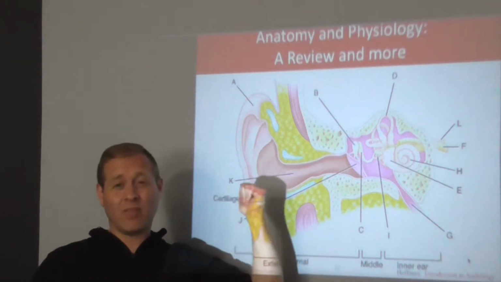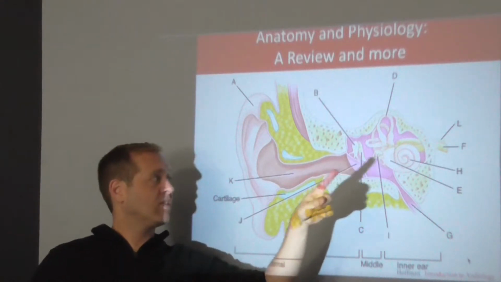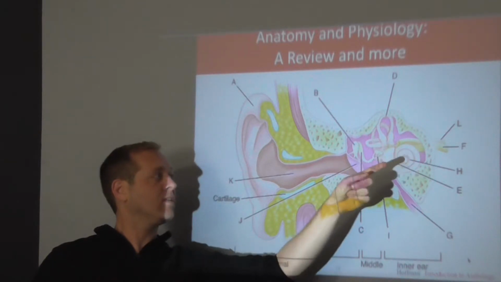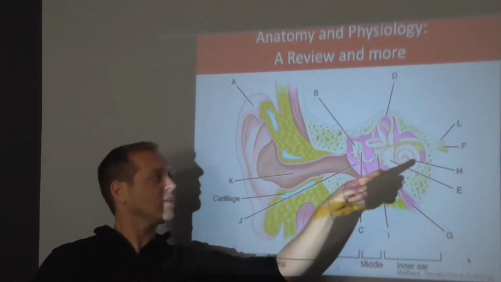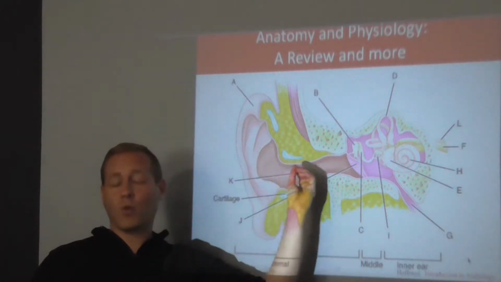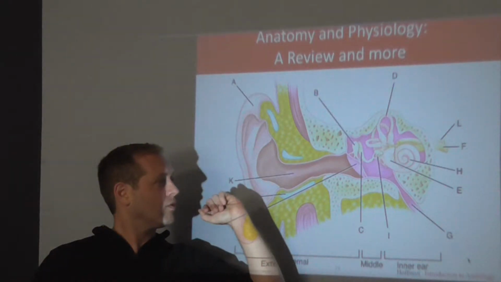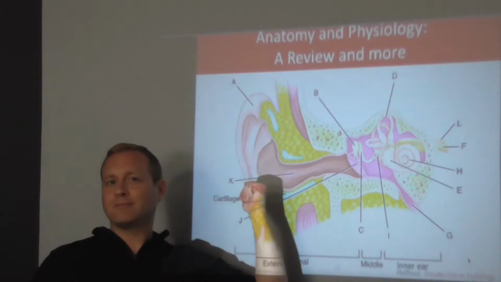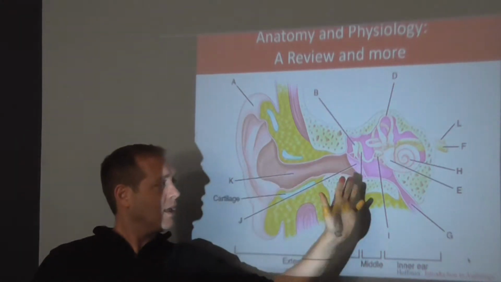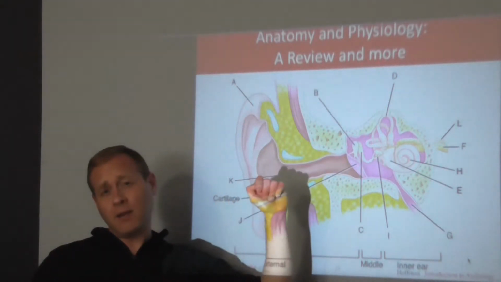So L is the seventh nerve, which runs right alongside F, which is the eighth nerve, which is the vestibulocochlear nerve. It has two portions. It breaks off into the cochlear portion, or the auditory nerve, and the vestibular portion, known as the organ of balance, if you will. Okay. The eighth nerve runs all the way up to the brain.